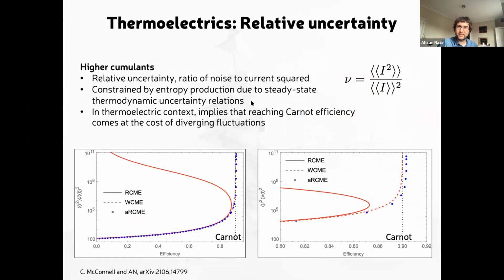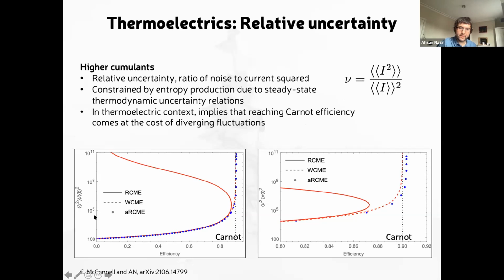So the relative uncertainty, as it was introduced yesterday, is a ratio of the noise, the second order cumulant, to the square of the current, the first order cumulant. And it's constrained by thermodynamic uncertainty relations, or steady state thermodynamic uncertainty relations, by the entropy production. So in the thermoelectric context, that implies that if we want to try and reach Carnot efficiency, at least in the weak coupling case, that will come at the cost of diverging fluctuations. And we can see that here.